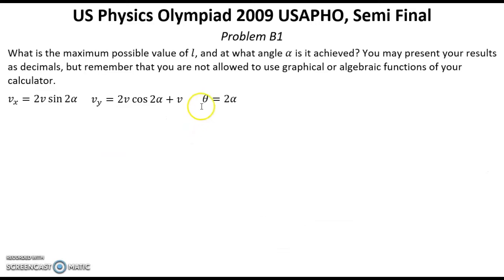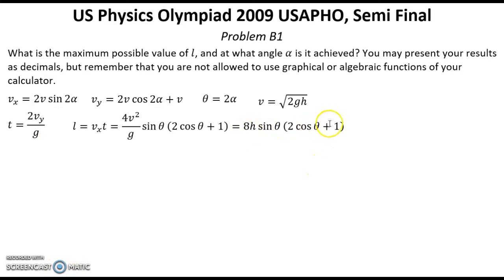First, let theta be 2 alpha. In that case, we can calculate the time of travel. That will be this expression, 2Vy over g, and after that we can find the total distance L. That will be this one. So now we have to find the maximum of this function.